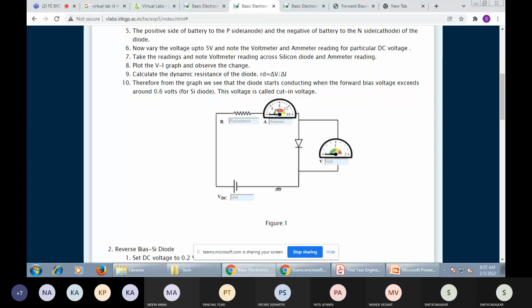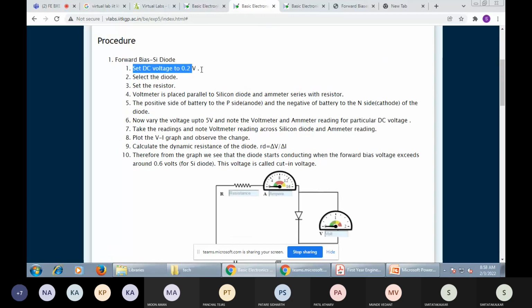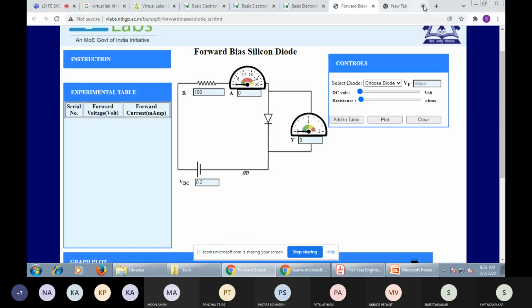आणि ammeter काय? Series connected. Series आणि it's a series connection through the diode. That's why the battery is connected through the circuitry. You can see here the set DC voltage is 0.2 volt. Go through the simulation. Here is the simulation. Starting, set the VDC. You can see here VDC is set to 0.2 volt.